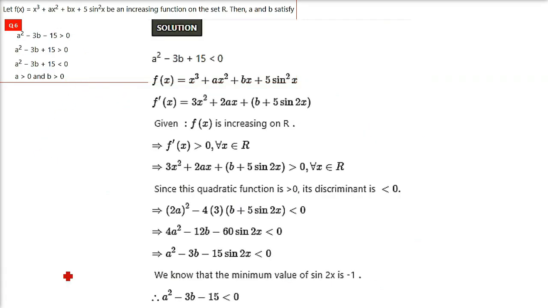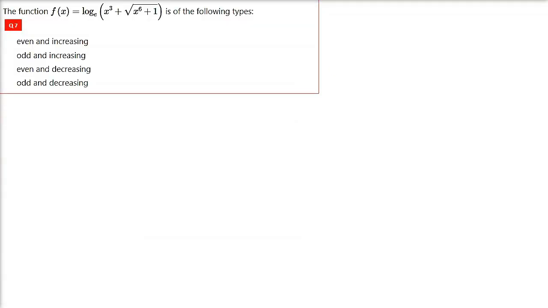Now the whole procedure which you are going to follow to solve it is in front of you. This question we are going to take in the next discussion.